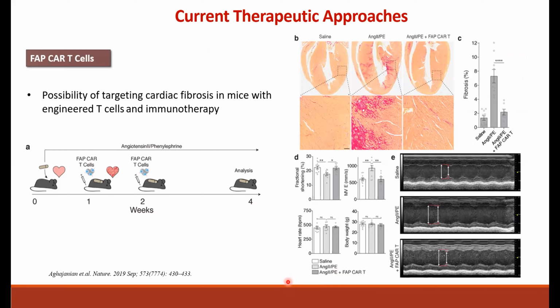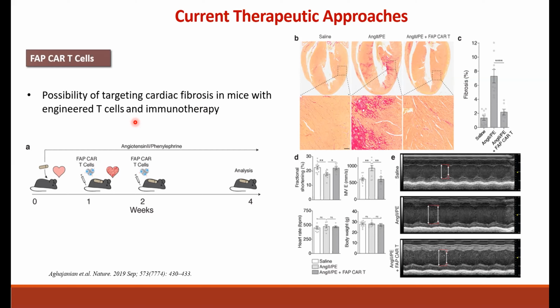Immunotherapy is a fad today for most diseases. And as usual, using the FAP protein, FAP CAR T cells, it's possible to target cardiac fibrosis, and this has been seen in mice with engineered T cells and immunotherapy. The fibroblast activation protein, FAP1, is an integral membrane gelatinase that belongs to the serine protease family. FAP1 can be considered fibroblast specific in the myocardium, but not across the whole body. So this specificity is what confers its attractiveness as a target.